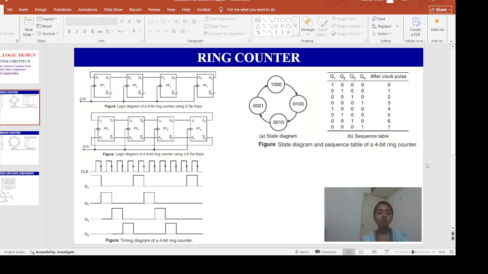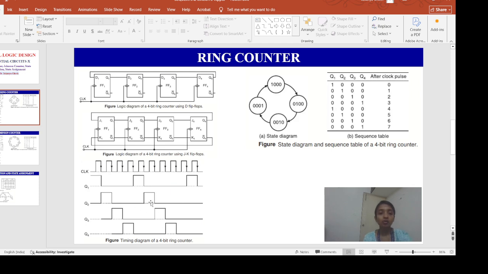So this ring counter is basically the simplest shift register counter. We have already studied the shift register. The basic ring counter is shown here using D flip-flops, and this ring counter can also be realized using JK flip-flops. Now this is the state diagram and this is the sequence table of this ring counter, and this is the timing diagram of this ring counter.